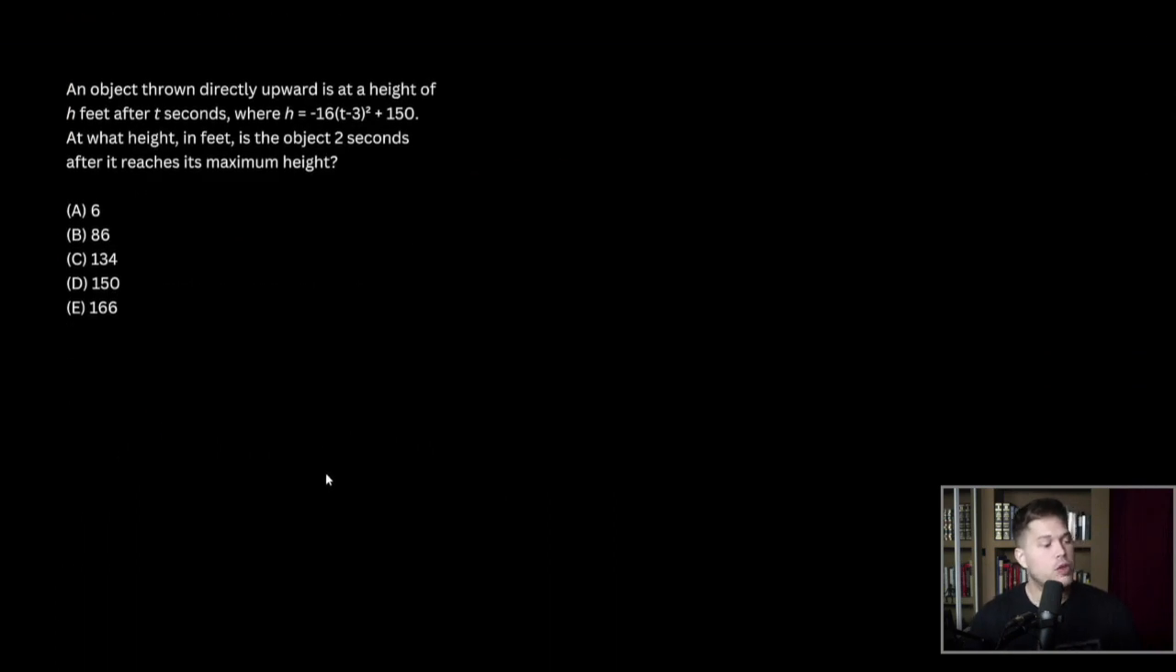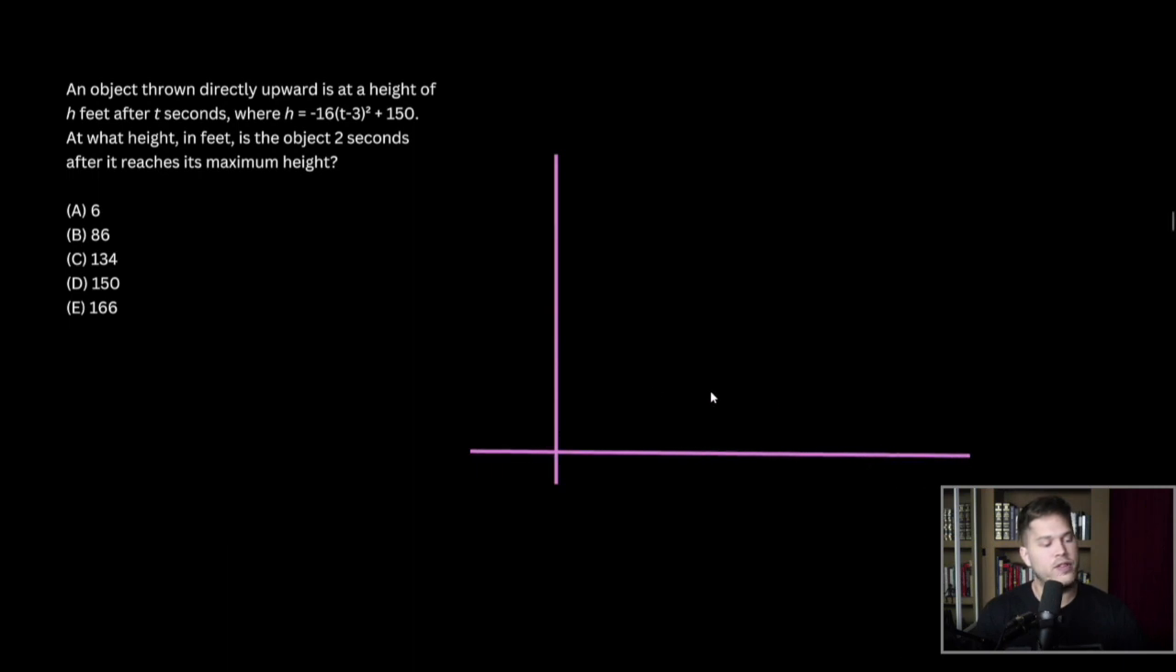An object thrown directly upward is at a height of h feet after t seconds, where h equals -16 times (t minus 3) squared plus 150. At what height in feet is the object 2 seconds after it reaches its maximum height? Okay, so let's draw a graph for this.